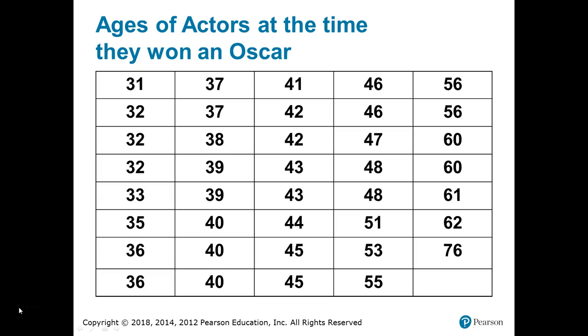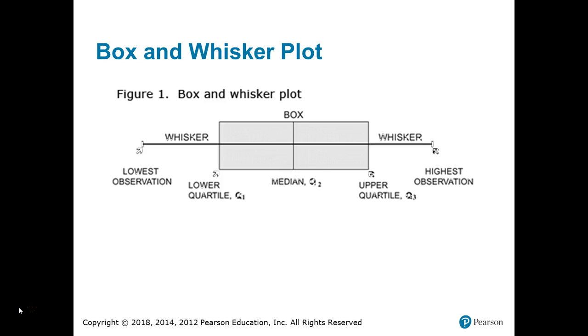So here is our data set again from the previous video, the ages of actors at the time they won an Oscar. And in this video we are really going to focus on graphing this data. So we're going to display this data using histograms, box and whisker plots, and stem and leaf plots.